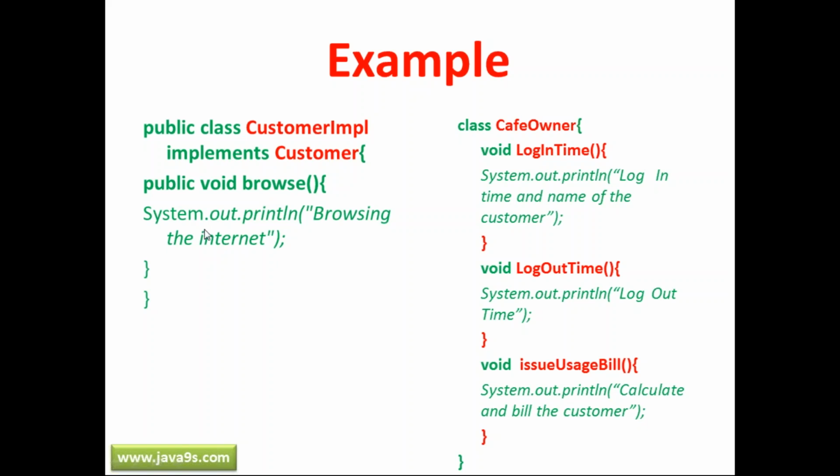Okay, if you really want to do this, what we actually have to do is create an object of the cave owner class here. Okay, once you create the cave owner class object, and once the browse method is started, you need to call the login method, so then only the login will be captured. Once this browsing is completed, then you have to call the logout method.